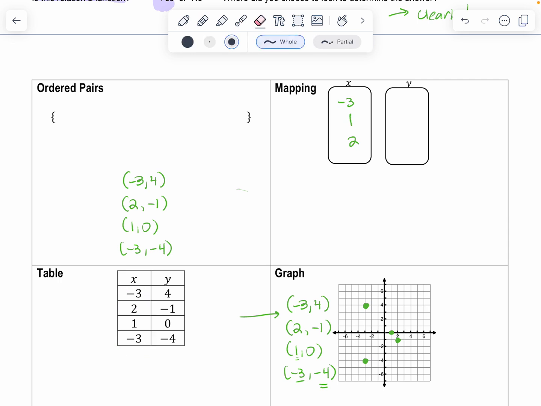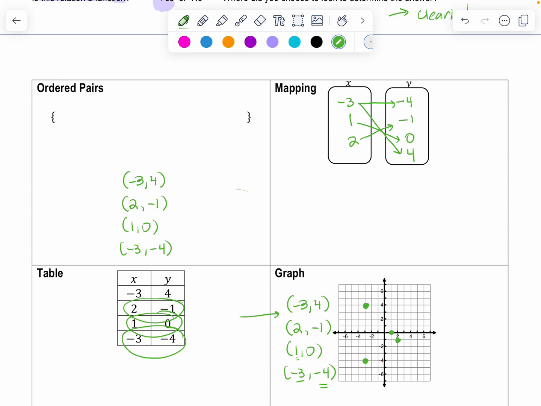Then 1, then 2. All right, now we've got on the right side a -1 and a -4. I'm going to put the -4 first. -1, 0, 4. And now I'll draw my arrows. -3 goes to 4. 2 goes to -1. 1 goes to 0. -3 goes to -4. And there we go.